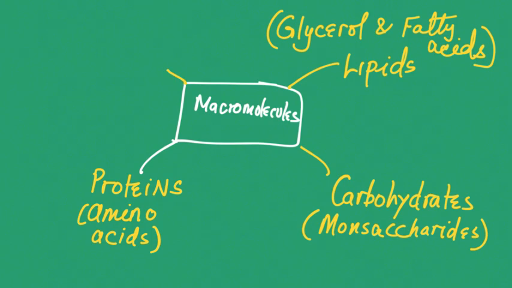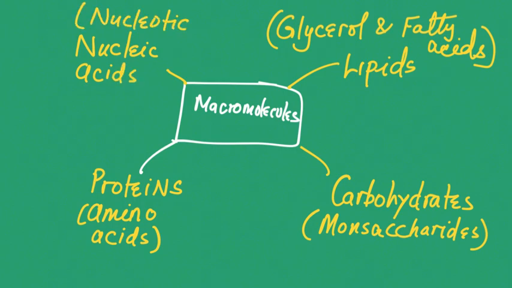The last kind of biological macromolecule is nucleic acids. Nucleic acids are made up of nucleotides. These are the building blocks. So we have four types of biological macromolecules and their building blocks. It's very important for us to remember these.